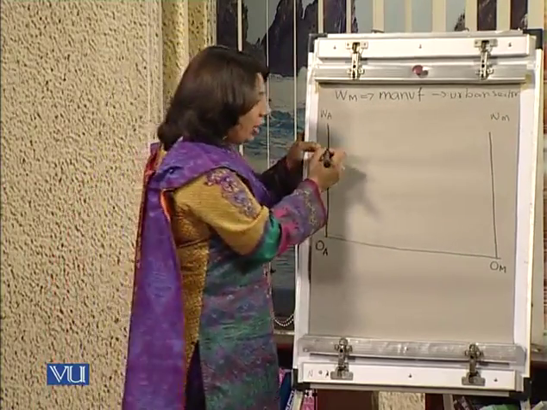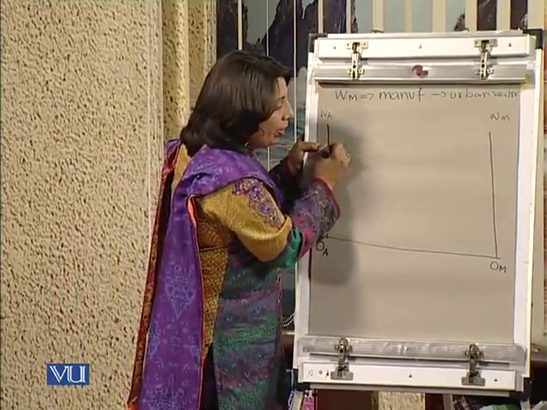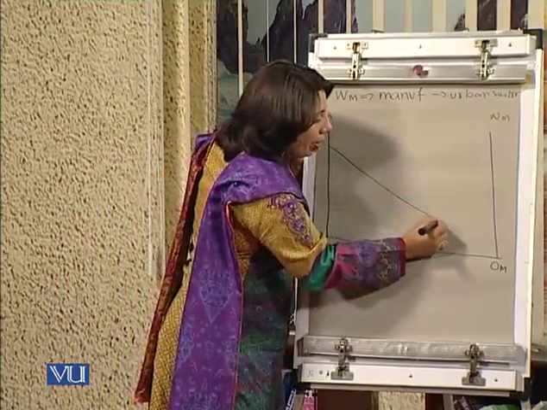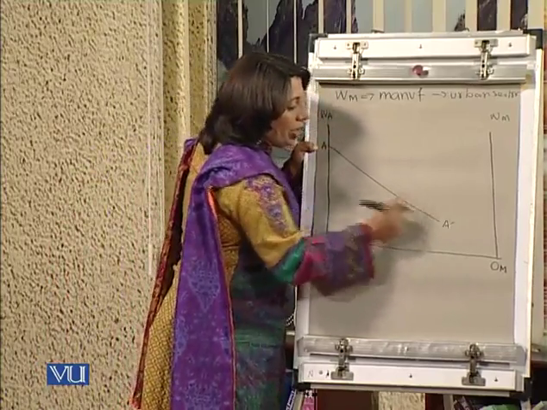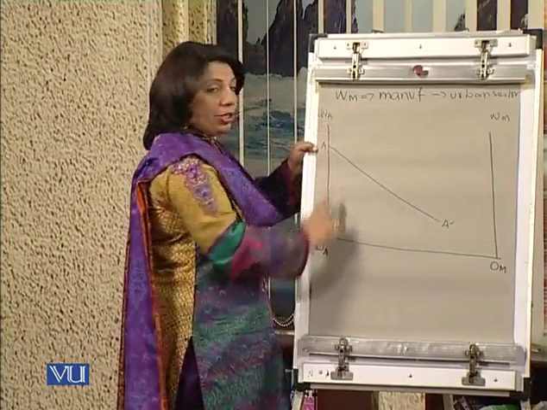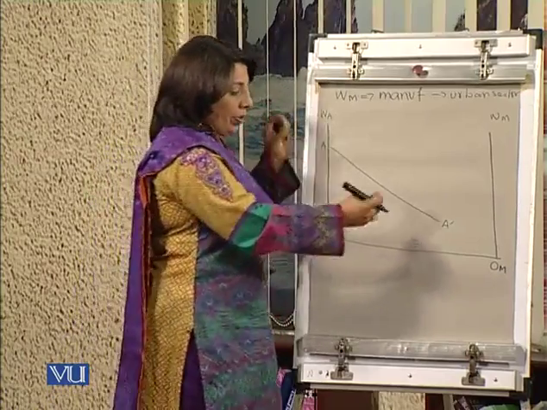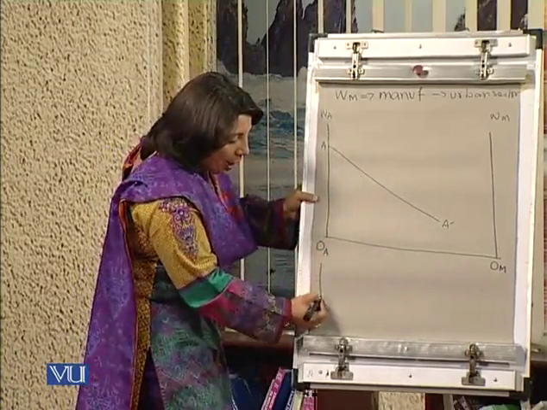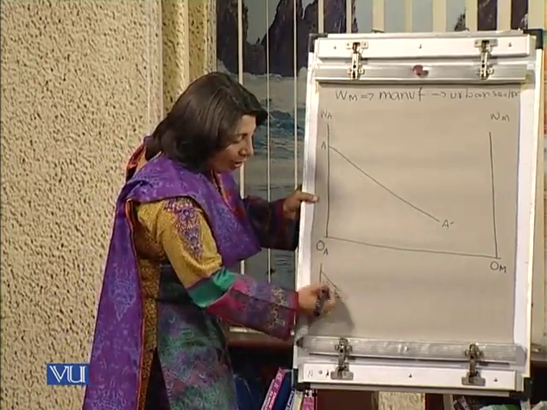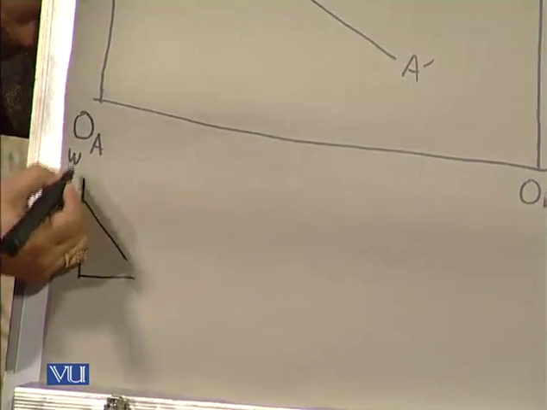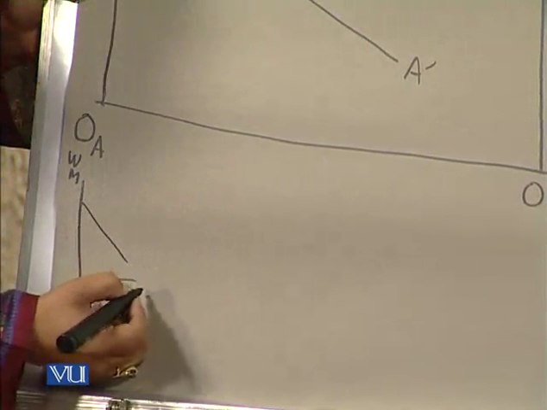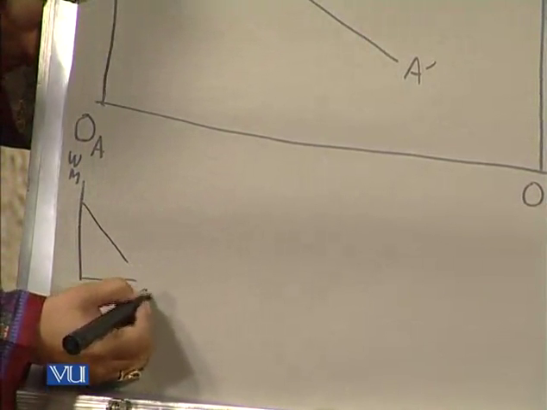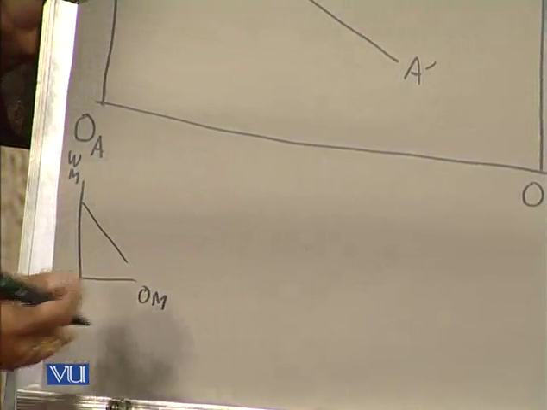So suppose we have a demand for labor curve, this, and this is A prime, which is the demand for labor curve in the agriculture sector. So you can understand that we have a demand for labor curve of the manufacturing sector, and this is the wage in the manufacturing sector or the urban sector, and this is the amount of labor which will be working, which we can represent by OM.